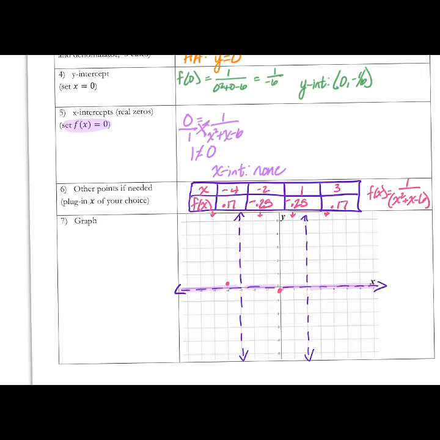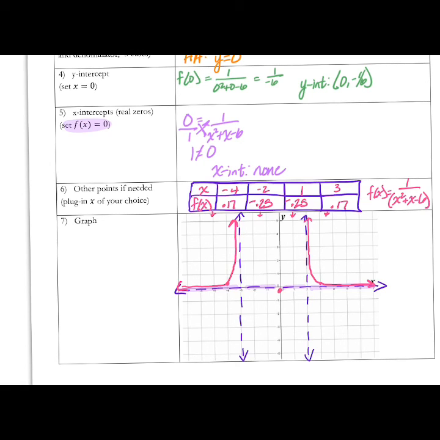Negative 4, 0.17. So that tells me what my graph is going to look like on this side. It's going to go like this along here, and then it's going to shoot up, because it's not going to cross the asymptote. So it looks like this. And then I'm going to go ahead and graph the end one. So at 3, it's also at 0.17. So it's going to do the same thing. Okay? So here we go.